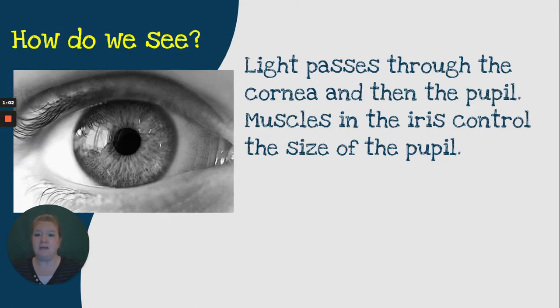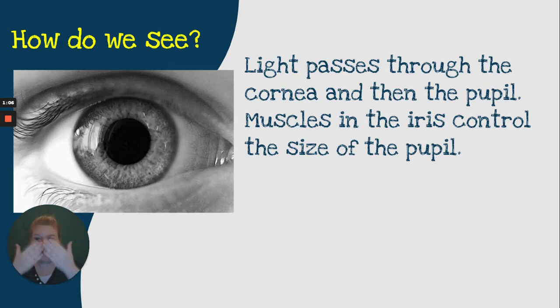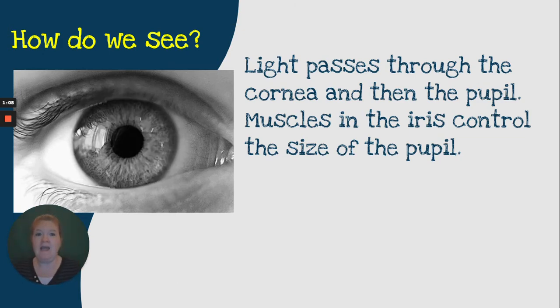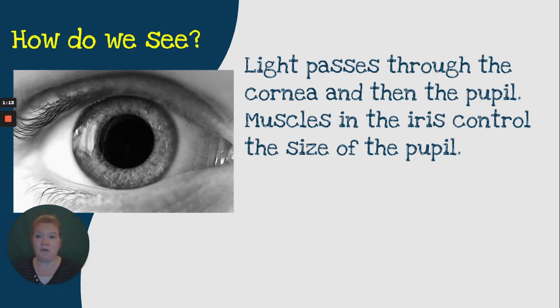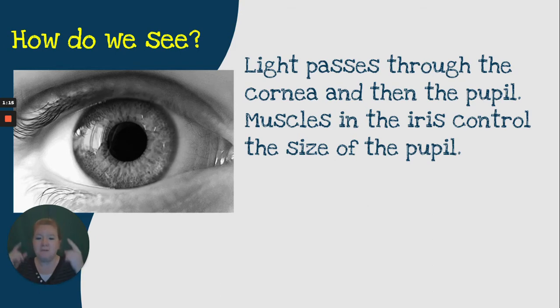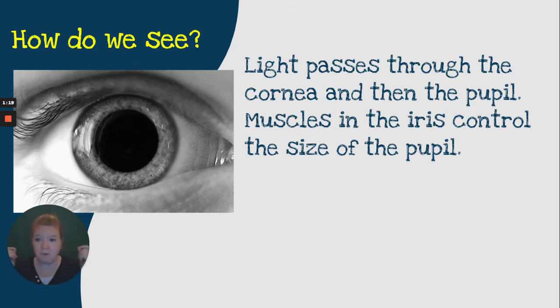So how do we see? First step, light's going to pass through the cornea. So that's a clear covering over the eye. And then it goes through the pupil. That's the black part in the center of the colored part of your eye. Muscles in the iris, which are the colored part of your eye, control the size of the pupil.